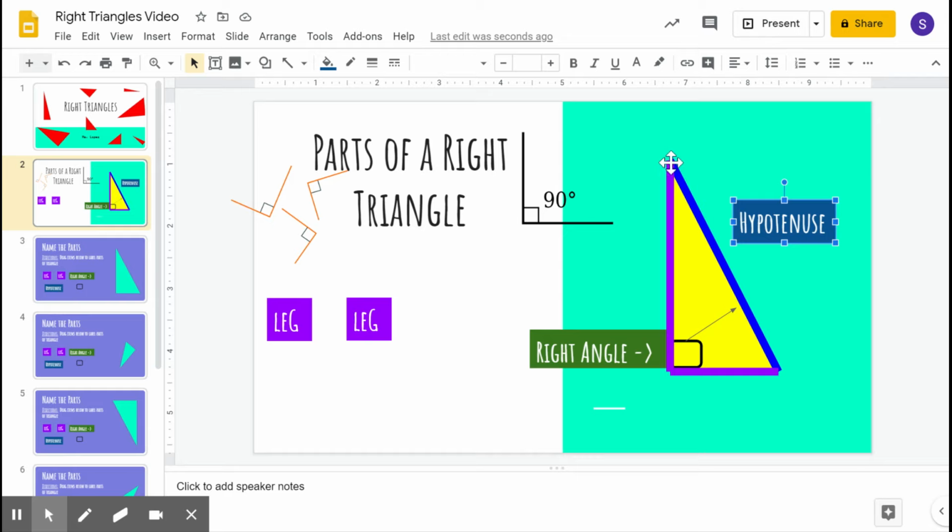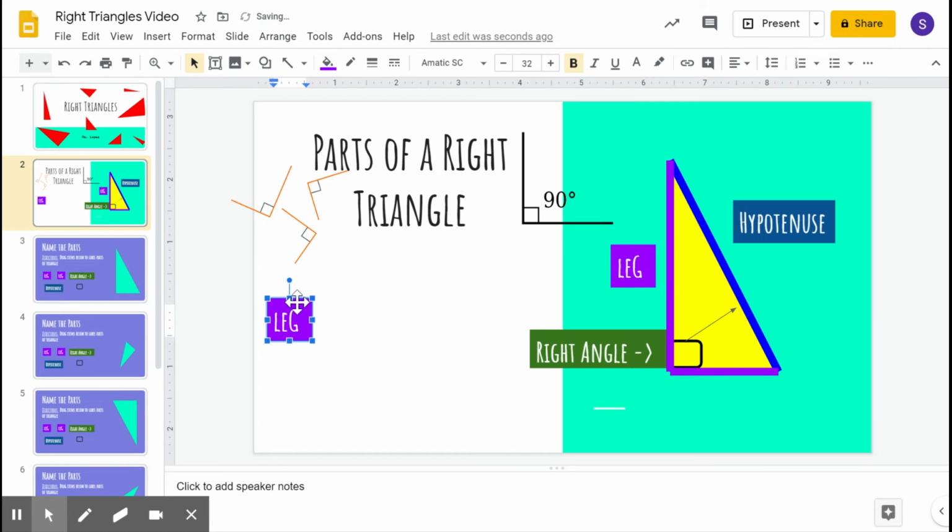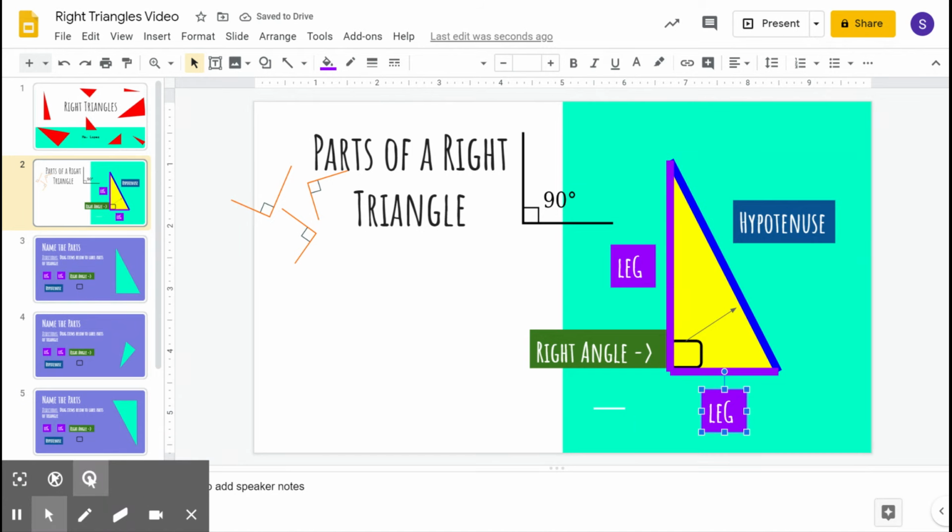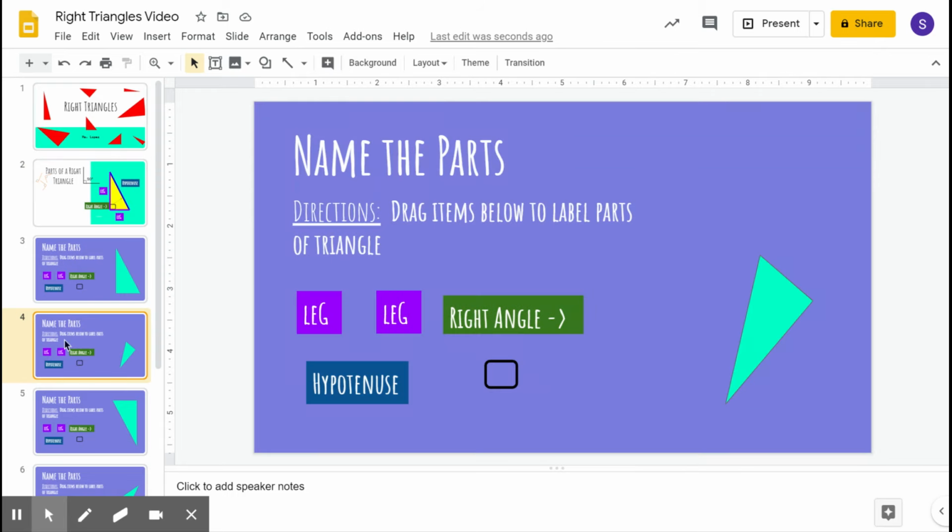So this purple one from here to here is what we call our leg. So I'm going to go ahead and drag and drop my leg labels onto the leg sides. Pretty easy, right? So here, these triangles, when they're facing upward, I guess, in a sense, they're easy to identify the parts. Sometimes it's more difficult, let's say when we have triangles that look like this.